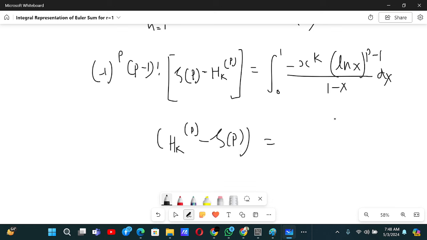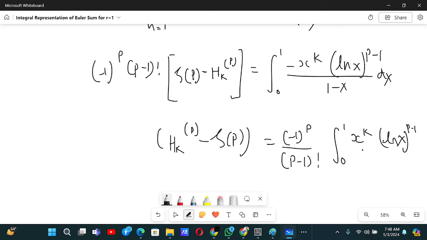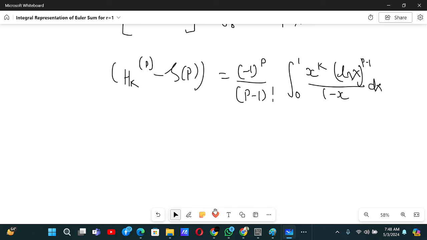minus 1 to the power p by p minus 1 factorial, and then the integral from 0 to 1 of x to the power k, ln of x to the power p minus 1, by 1 minus x, dx. Yes. Okay, now let's take zeta of p to the other side.